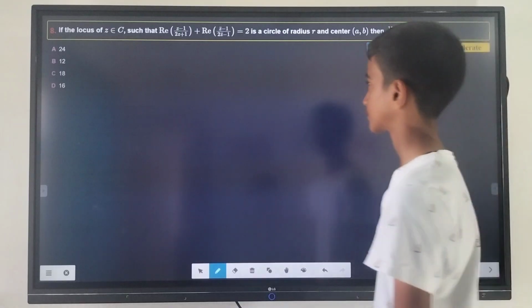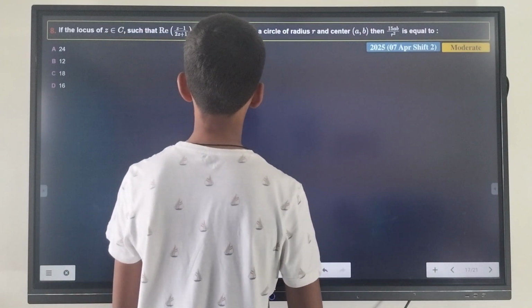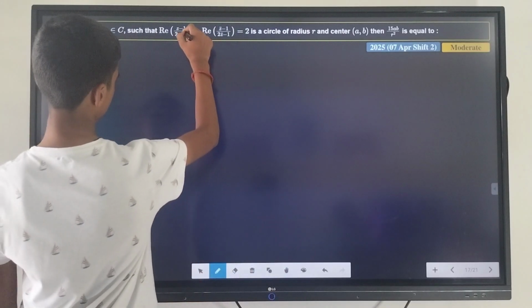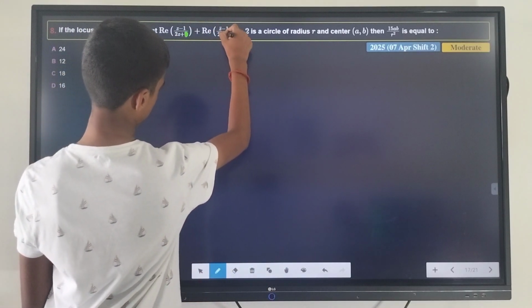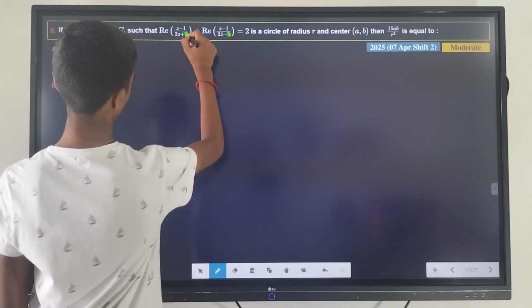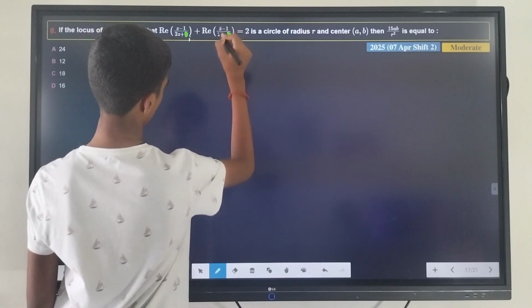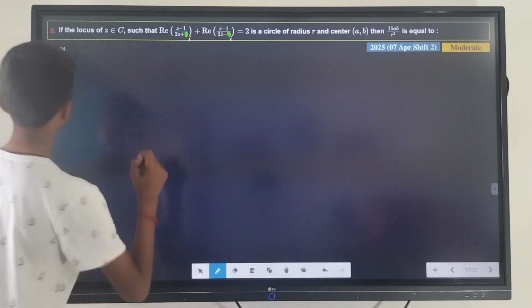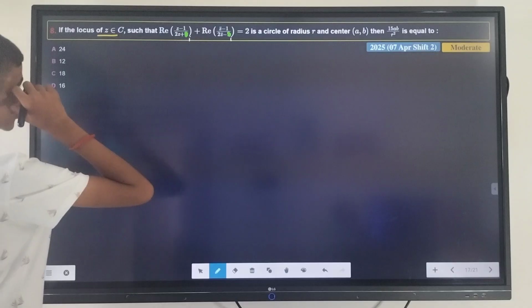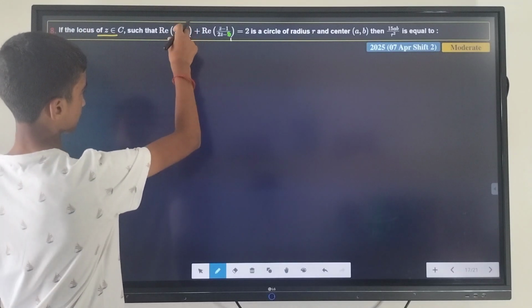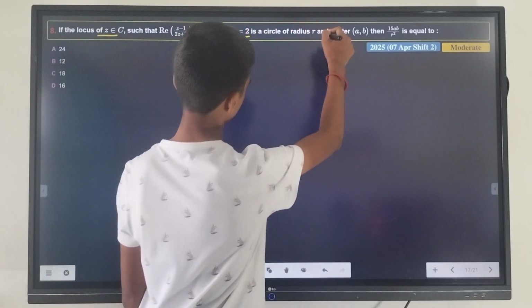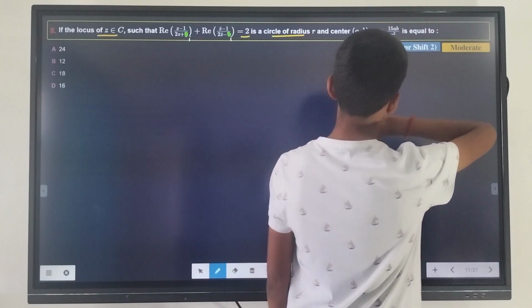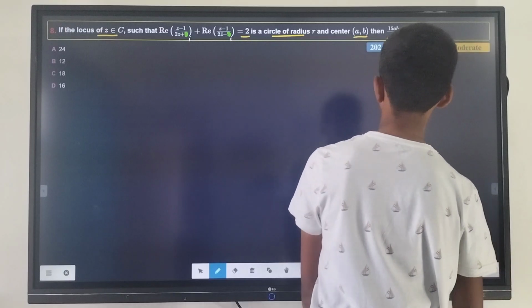Here is our next question. Now here also in this question, this is not 1, here we have iota. Now let's come back to our question. Our question says if the locus z belongs to C such that real part of this plus real part of this is equal to 2, is a circle of radius r and center a comma b, then we have to find the value for this expression.